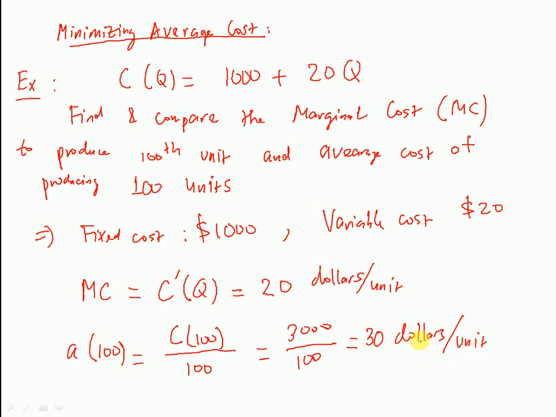Now you compare the average cost and the marginal cost. The average cost seems to be higher. It's $30 for each unit, but the marginal cost is only $20 per unit. The reason that we have the higher price for the average cost is because we include the fixed cost when calculating the average cost, and in the marginal cost we didn't include that. When we take the first derivative, this becomes 0.